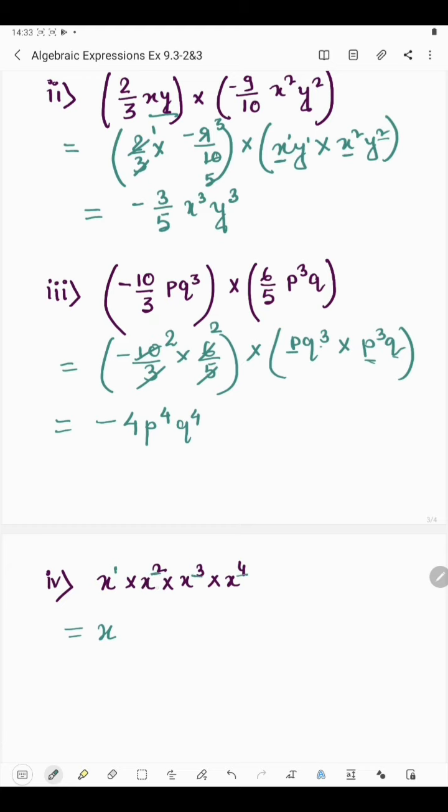So if you add this, we will get the power of x. So 4 plus 3, 7, 7 plus 2 is 9, 9 plus 1 is 10. So 10 times x is present. So the answer of the fourth part will be x to the power 10.